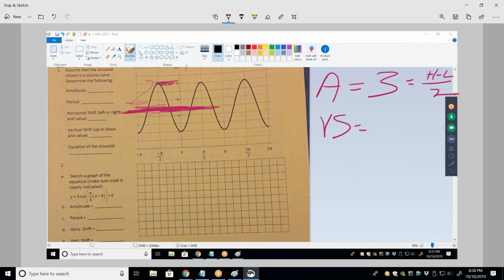Correct. Vertical shift is how much the horizontal line of symmetry has been moved from 0. Well, it's now on 5, right? So we can see that it's 5. The way you get 5 is the height plus the low, divided by 2. That's 8 plus 2 divided by 2. That's how you get 5. So the amplitude and the vertical shift are really easy as long as you can keep them straight.